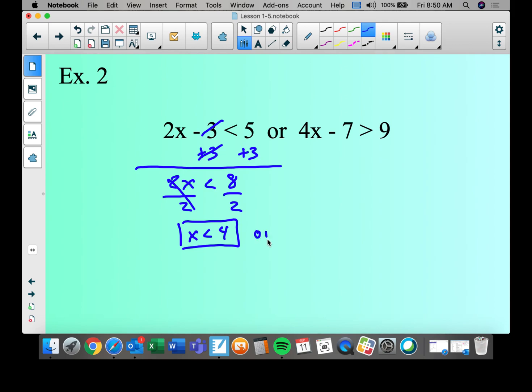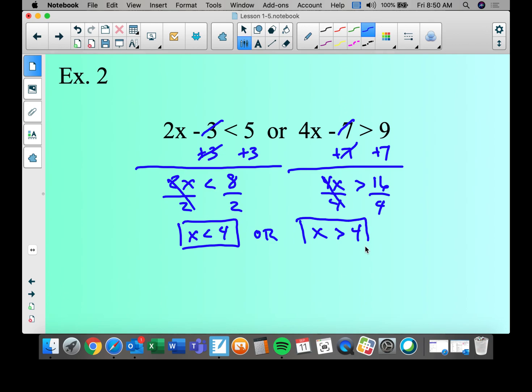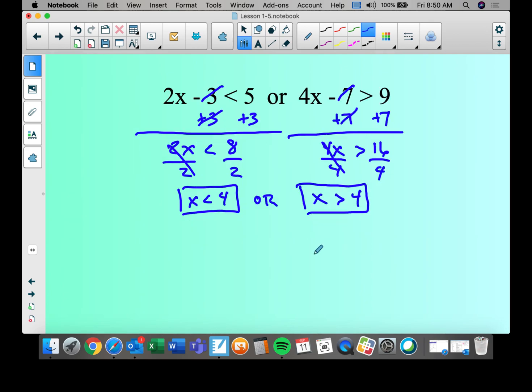Or, let's go through and solve the other one. We add 7, those cancel. We get 4x greater than 16, divide both sides by 4, and we find out that x is greater than 4. Again, no need to change the inequality sign because we're not dividing by a negative.